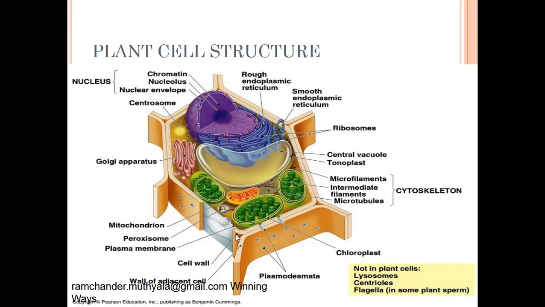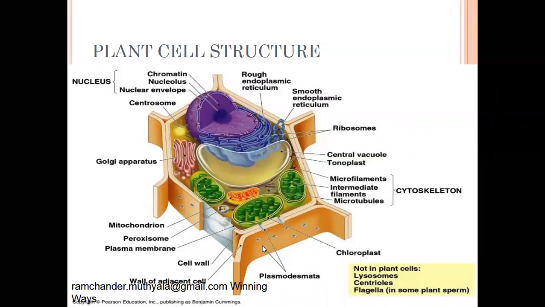It is made by cellulose, hemicellulose, pectin, suberin, lignin. These chemicals help in the formation of the cell wall. Beneath the cell wall, a thin plasma layer is present.